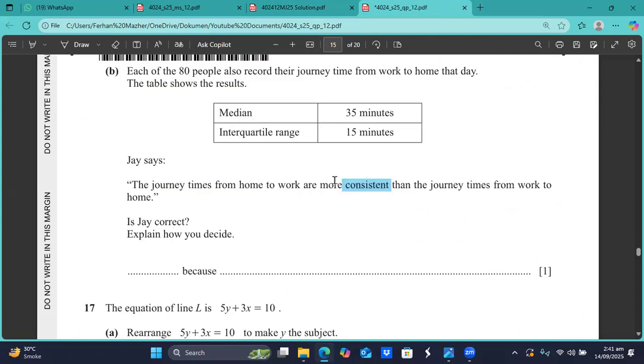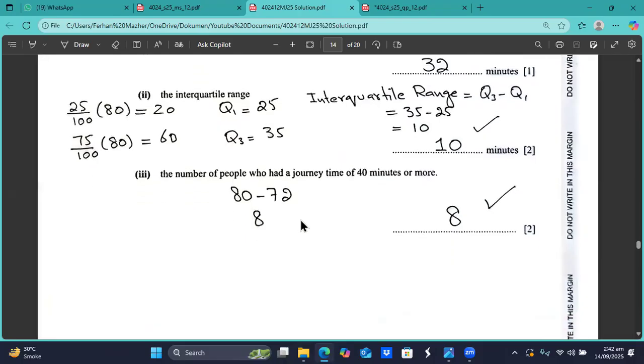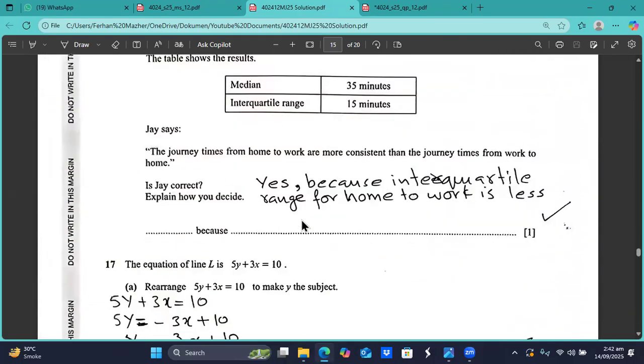And the interquartile range when they are going from office to home is 15 minutes. The smaller the interquartile range, the more consistent the time. So because when they go from home to work the interquartile range is 10, which is less than the interquartile range of 15 minutes, he's correct, I think. I hope you understand what I'm saying.